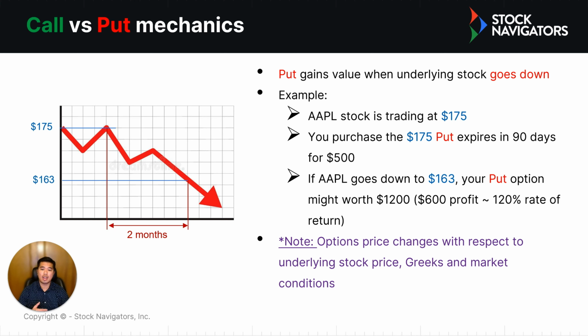So let's say 2 months from now, the price of Apple goes down to $163, and your put option will gain value. Maybe it's worth $1,200 now, and again you will gain $600 profit, or about 120% rate of return. Again, option price will change as well, regardless of whether you buy calls or puts. The value will be affected by the market conditions and the underlying stock price.